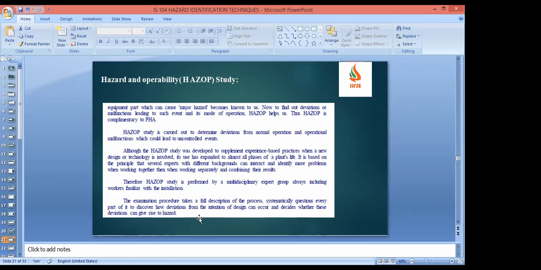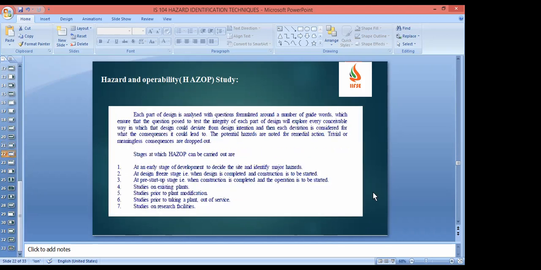The examination procedure takes a full description of the process and systematically questions every part of it to discover how deviations from the design intention can occur, and also decides whether these deviations can give rise to a hazard. So whatever deviations happen in the process, whether that specific deviation can lead to a hazard or not, is going to differ.